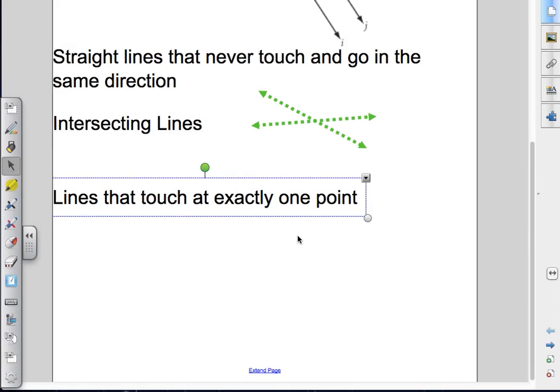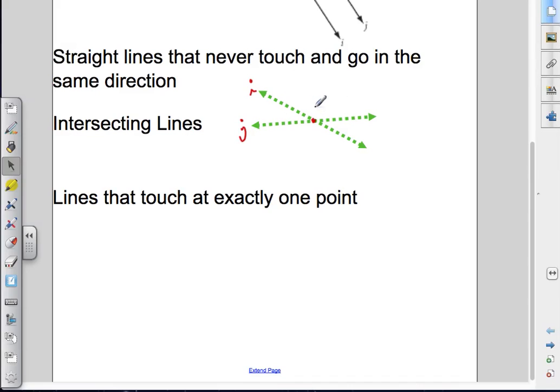So let's say, for example, that these are the same lines from above, except now they're intersecting. So I'm going to name this line I, and I'm going to name this line here J, and they're going to intersect here at this point E. Okay? There's no special notation in order to write that, but I just want you to notice that they intersect at one point, and that point where they intersect is point E.